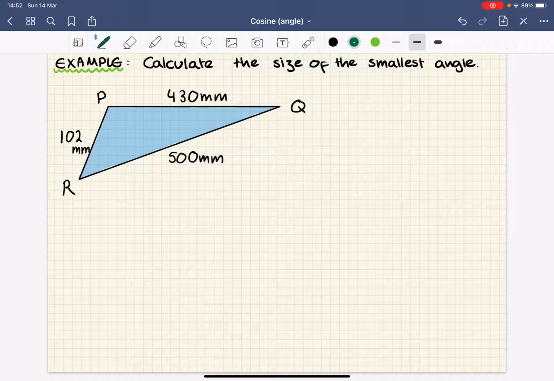Now there's 2 routes we can go about it. We can either A, find all 3 angles and then just make it clear which one is our smallest one. Or B, there is a method to identify which one would be the smallest.